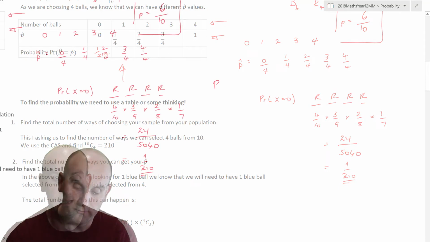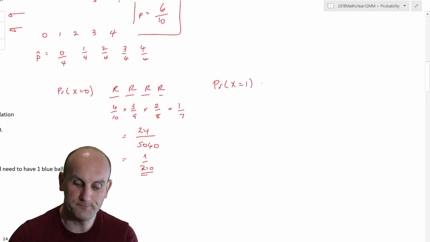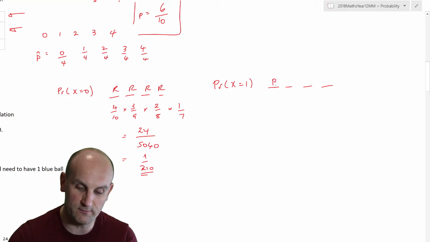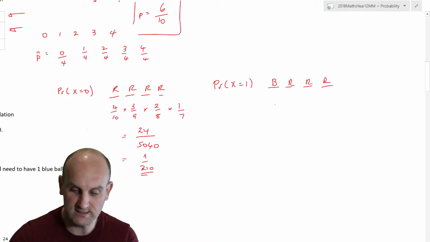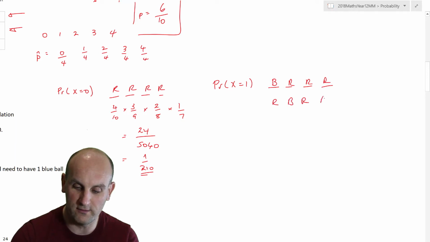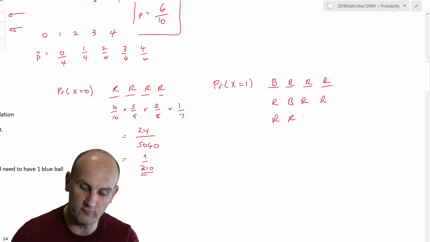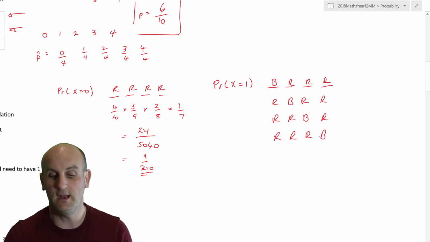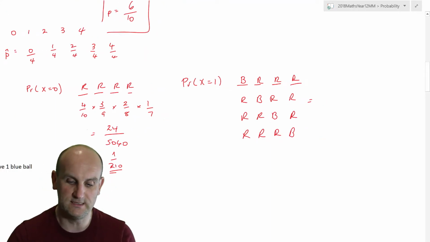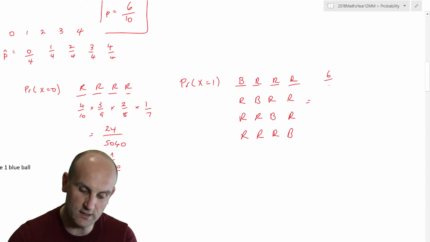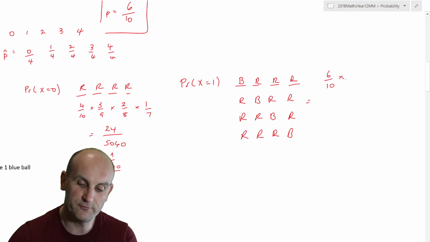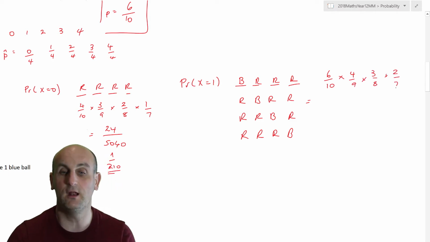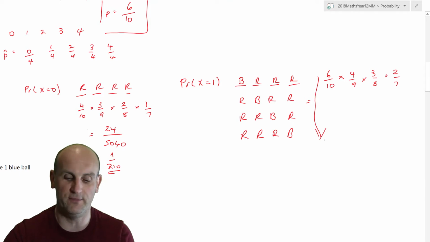So that would mean trying to find x equals 1. With 4 spaces, one of those could be blue: blue, red, red, red; red, blue, red, red; red, red, blue, red; or red, red, red, blue. And then I could work out the individual probabilities of that. So blue would be 6 over 10, times red would be 4 over 9, 3 over 8, and 2 over 7. And I would keep having to do that all the way down and add the fractions together.